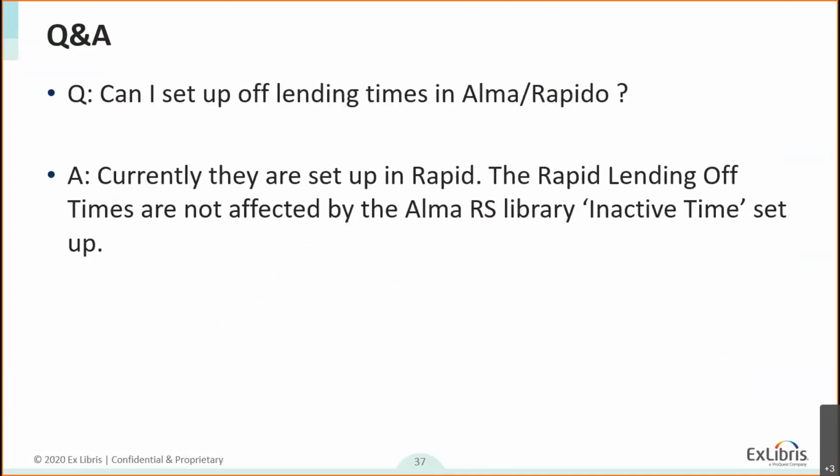And I think one last here is about the lending off times. That's a configuration that you do in Rapid. So if the library is closed in Rapid, configure that in Rapid. Currently, the setup in Alma is separate. So you have inactive time in Alma and you have Rapid lending off times. They are configured currently separately. So if the library closes for lending, resource sharing temporarily, you have to separately turn it off in Rapid and in Alma. In fact, turning off Rapid would mean to stop document delivery requests from coming in, and Alma would turn it off entirely.